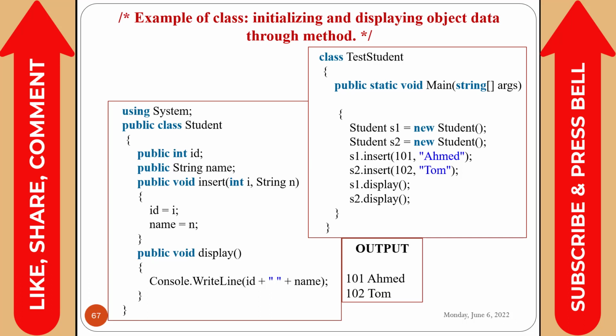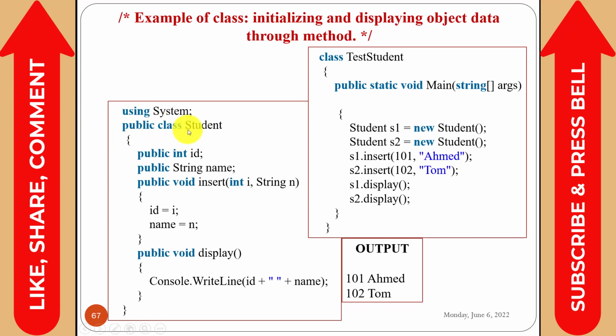Today in part 2 we are going to discuss how to get values into the data members of the class and how to display the data on the screen. In this program example, we can easily understand how to initialize and display object data through methods. Here in this program, the first line is using System. System is a root namespace. Now our own user defined data type, class.